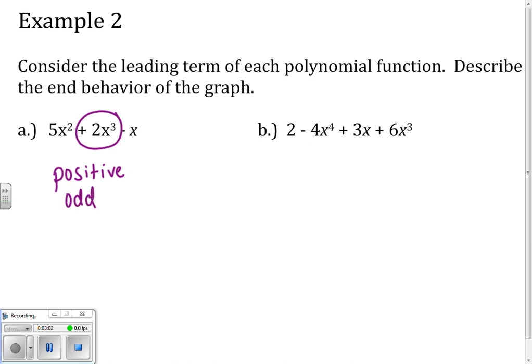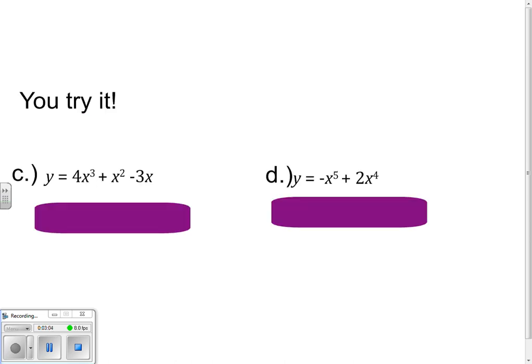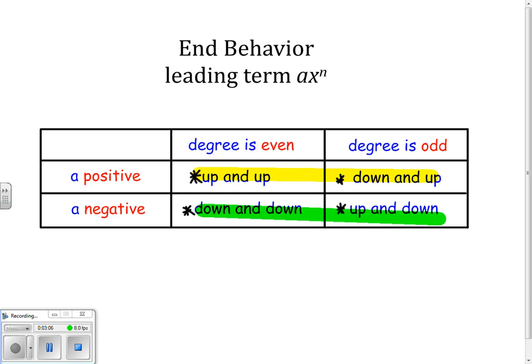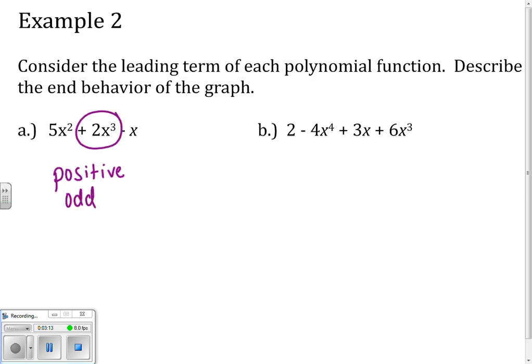I'll come back to this screen in 1 second, but I want to show you positive and odd. According to this chart, positive and odd has end behavior of down and up. So all you need to write is down and up. You're more than welcome to write the words out if you want, but you'll notice I use arrows, down and up. That end behavior means on the left-hand side, your graph is going to point down, and on the right-hand side, your graph will point up.